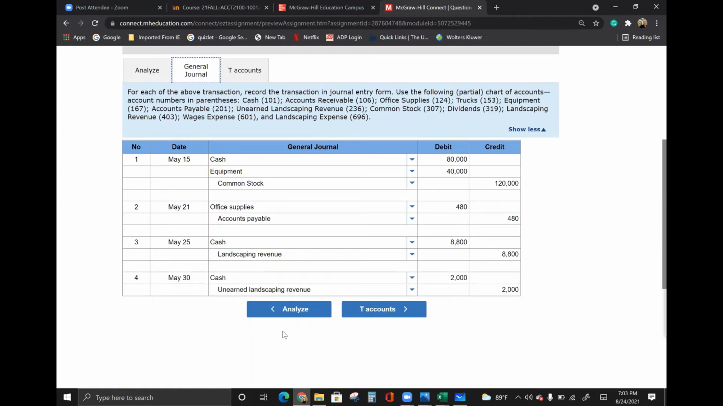All right, then I have another service that I'm going to be providing in the future. So I haven't earned it yet, haven't done the work, but I did receive the cash. So I have a debit to cash, 2,000, credit unearned services for landscaping, $2,000.